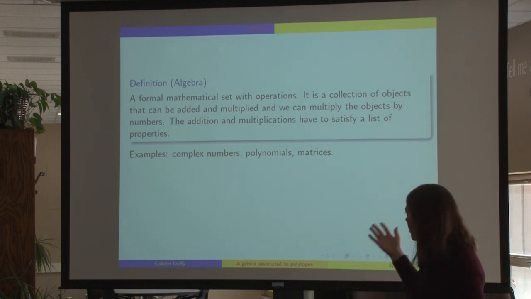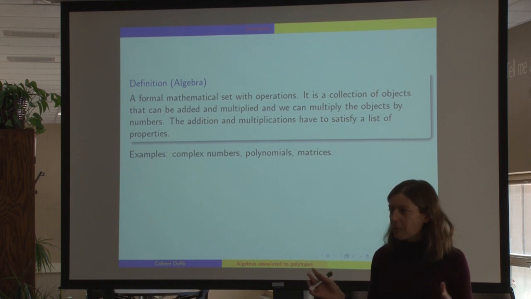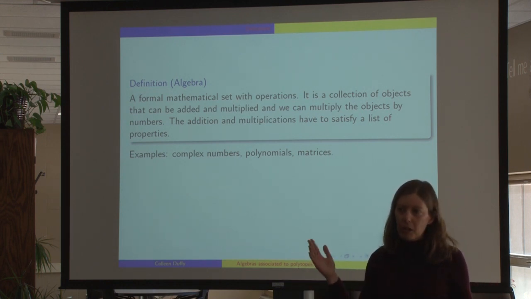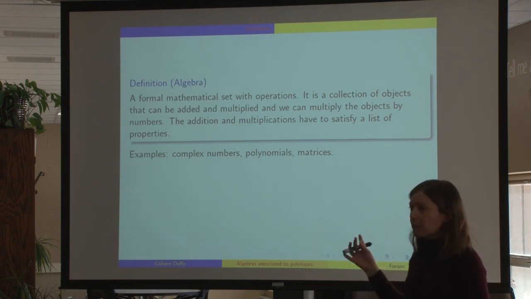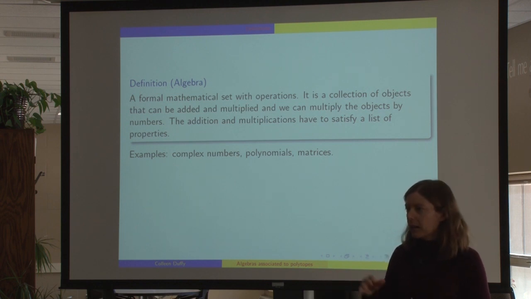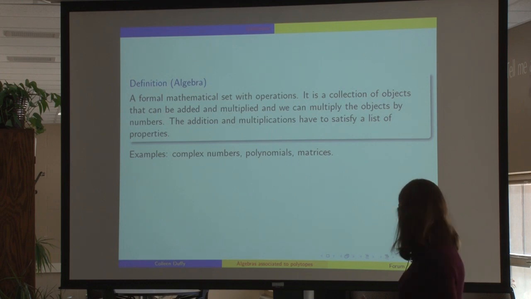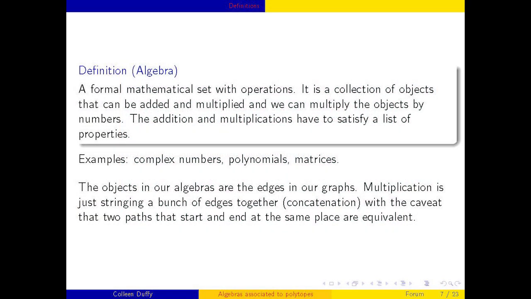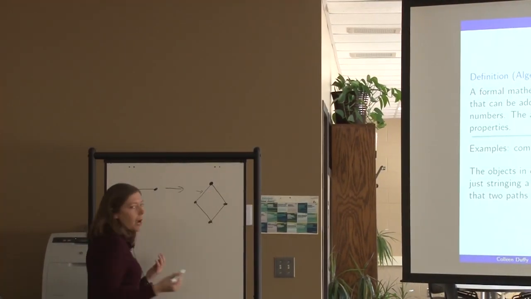So for some examples: complex numbers, so the a plus bi, the complex plane; polynomials, just like 2x squared plus 3x plus 5, the set of all those polynomials; matrices, which are just arrays of numbers, writing numbers across in lines. All those things are examples of algebras. For us, the objects in our algebras are going to be the edges in the graph. And so for each one of these edges, that is going to be an object in here.